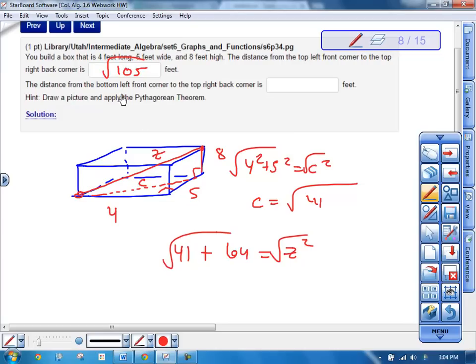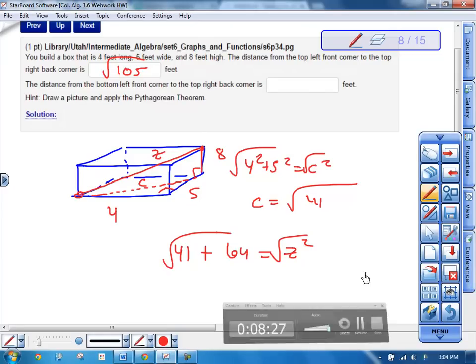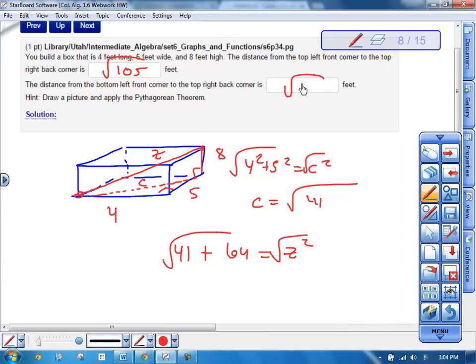Now, the distance from the bottom front left corner to the top right. I'm sorry, I actually found this one's the square root of 105. I actually found that one first. This other one I already did find though. It's the same as this distance. They're asking for the first one. They're asking for that distance, which we already found is the same as that, which is square root of 41.